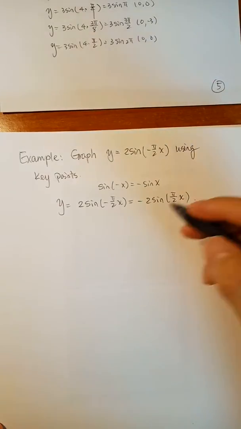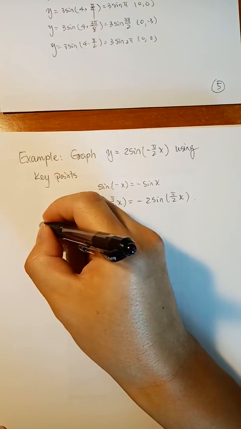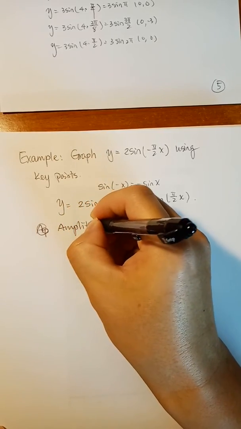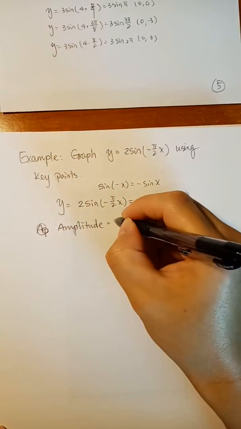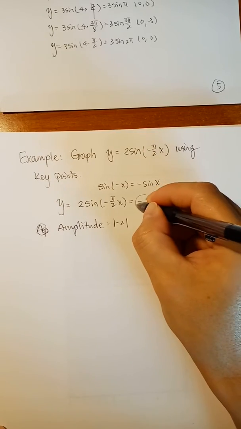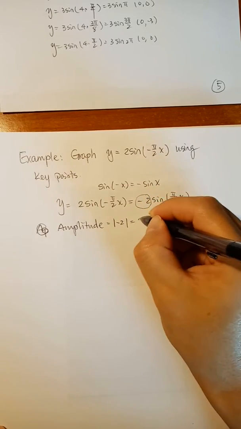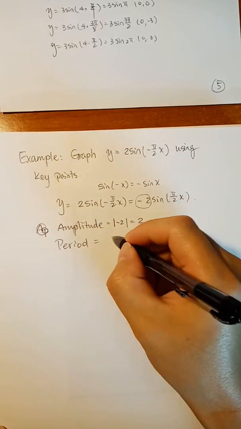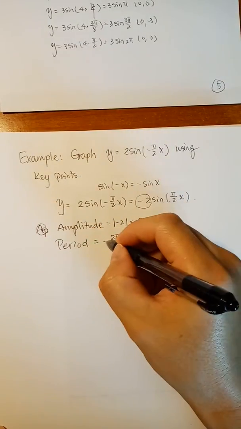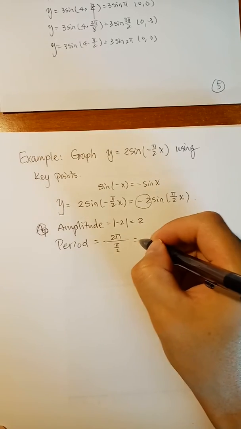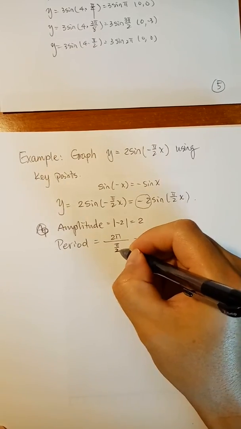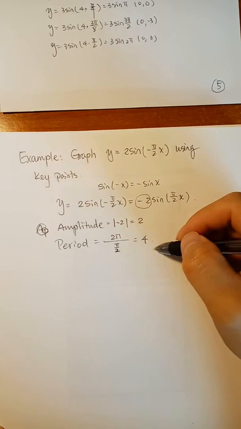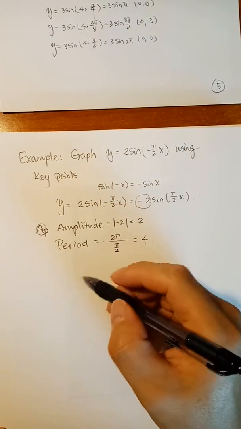And then we know that the amplitude is equal to the absolute value of negative 2 here. This is the a. The absolute value of it is 2. The period is 2 pi over whatever the coefficient is. It's a division, so 2 pi over the coefficient, 2 pi over pi over 2 is equal to 4.